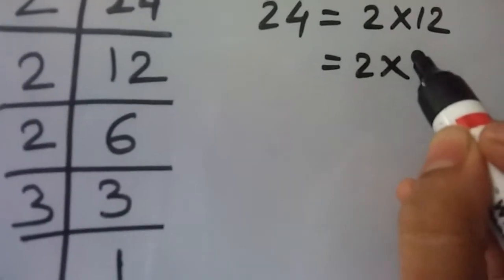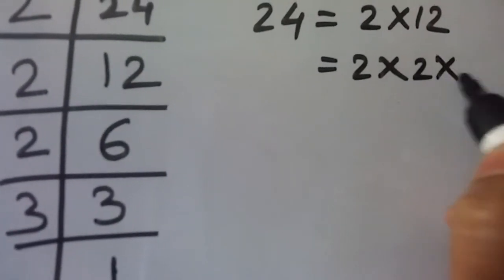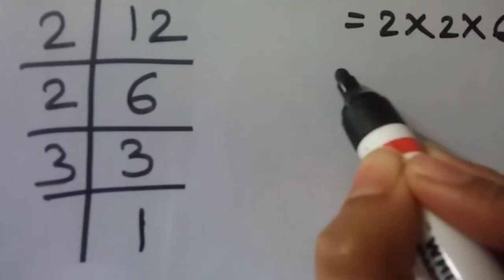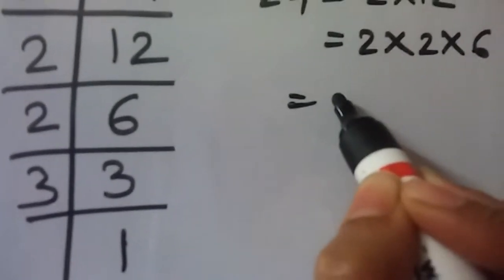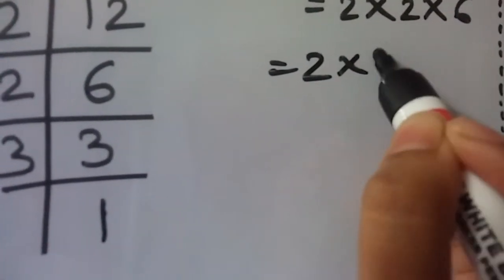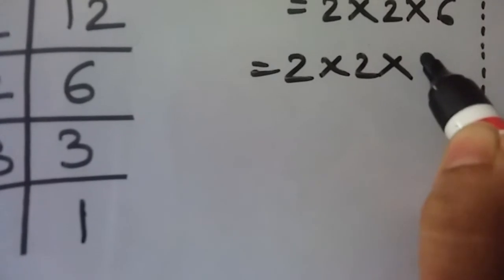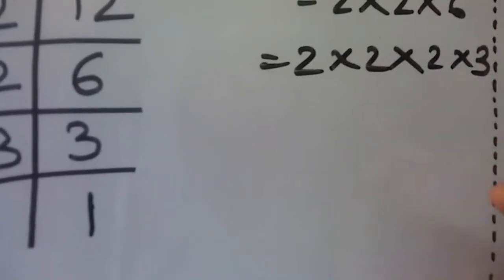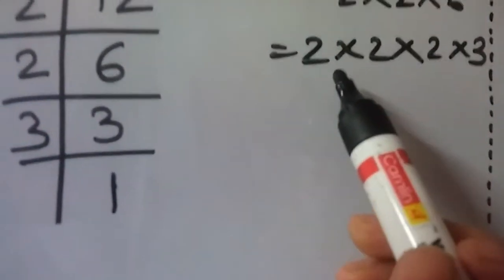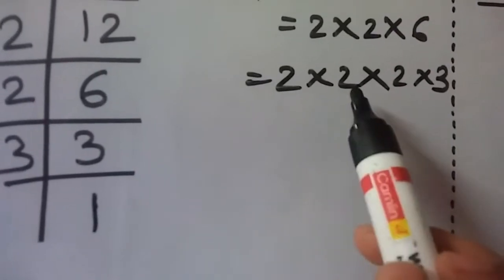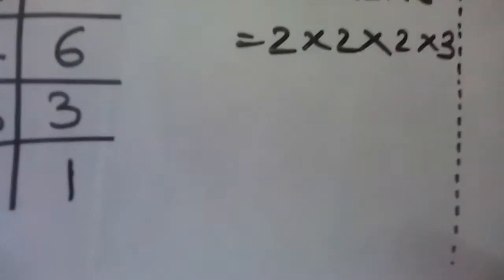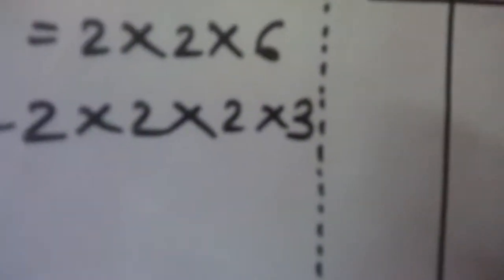This is 12, which is 2 multiplied by 6. This 2 stays as it is. And 6 is 2 multiplied by 3. Now these are the factors of 24: 2 multiplied by 2 multiplied by 2 multiplied by 3. Now find the factors of 32.